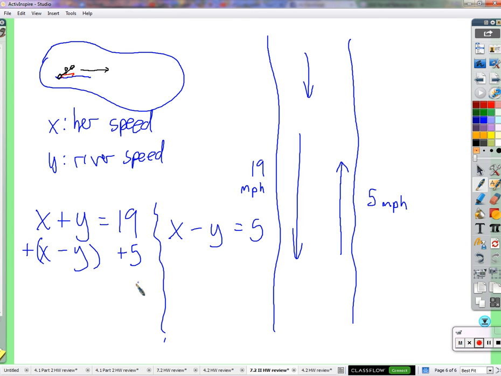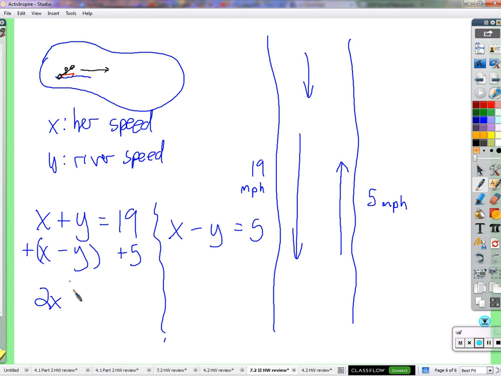You know what's really useful when I add x minus y to this side? What's x plus x? 2x. And what is y minus y? 0. That's why it's called elimination, because what happened to the y's? Because I thought you could only have 2x and 1y. So 1x plus 1x is 2x.